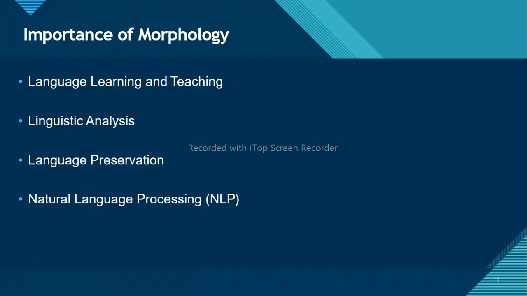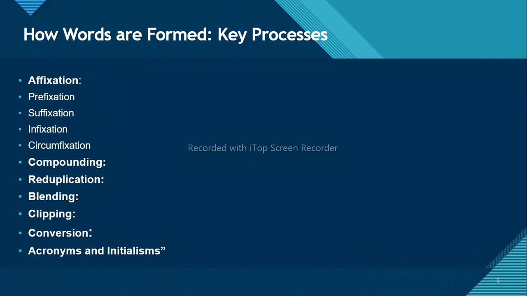Language preservation: it assists in documenting and preserving languages, especially those that are endangered, by understanding their morphological structures. Natural language processing, NLP: it plays a crucial role in developing technologies such as speech recognition, text-to-speech systems, and machine translation, by providing insights into how words can be automatically analyzed and generated. How words are formed, key processes.